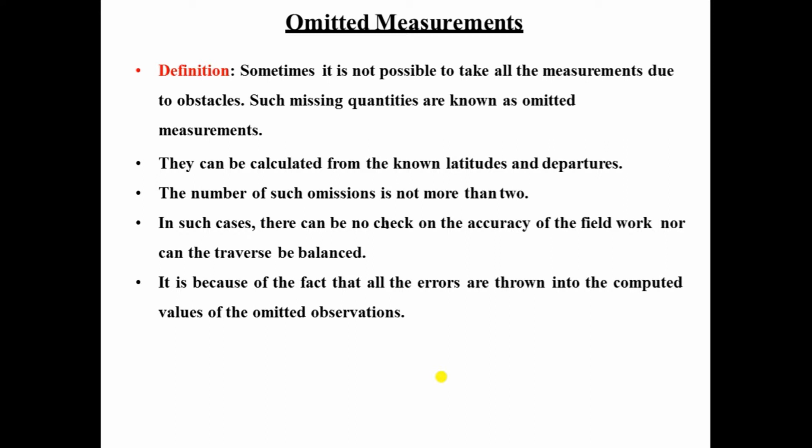In such cases, there is no check on the accuracy of the field work, nor can the traverse be balanced, because we don't have proper data. If we do not have two data, we cannot apply the corrections properly.